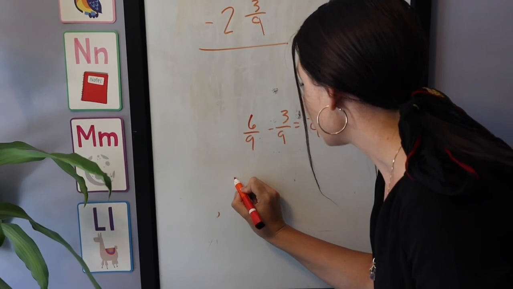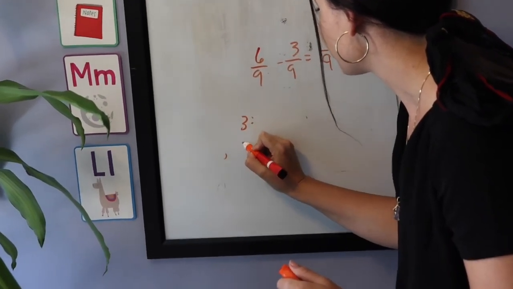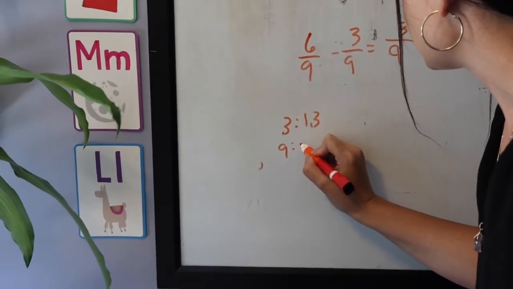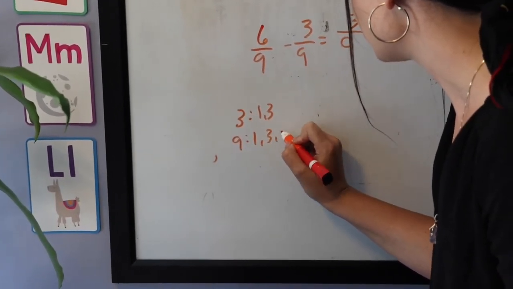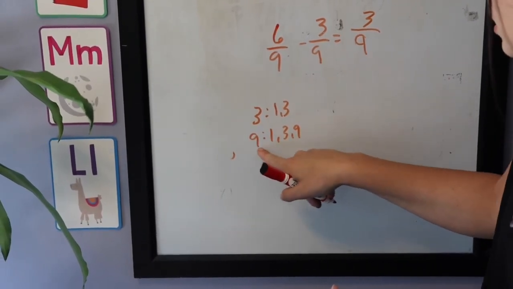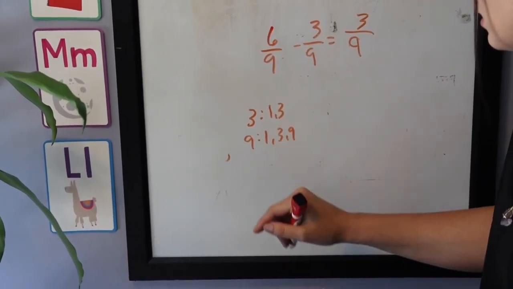We're going to find our factors of 3, factors of 9. 3 is 1 and 3. 9 is 1, 3, and 9. So remember, this is 1, 3, 9 because 1 times 9 equals 9. 3 times 3 equals 9. Okay?